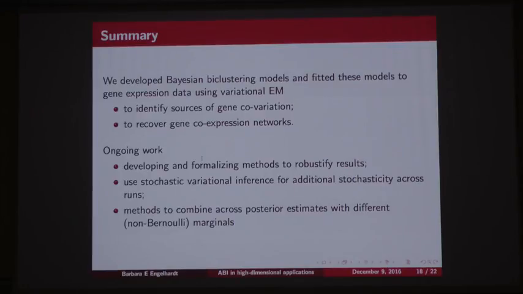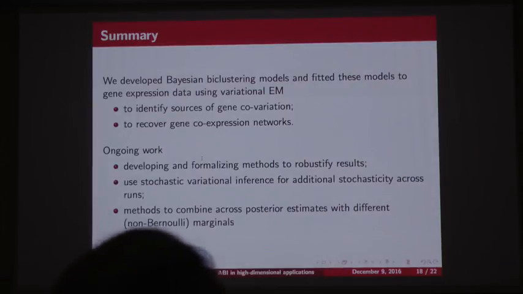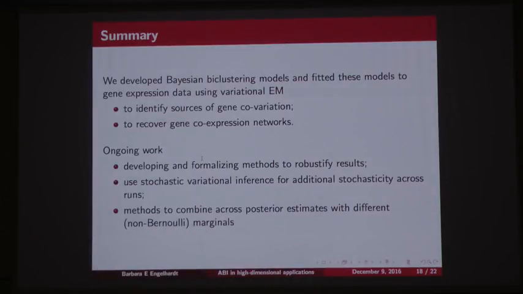And mostly I'm interested right now in developing and formalizing the methods to be able to robustify the results. One possible way to do that is to use different types of stochasticity, including stochastic variational inference, and combining across those runs. We could also think about other types of bootstrapping that we could do on these data to get the additional randomness across the runs, that might be a good idea, and then formalize why they actually work.